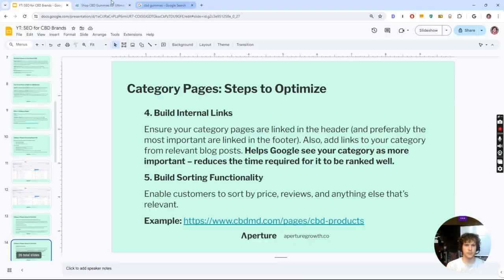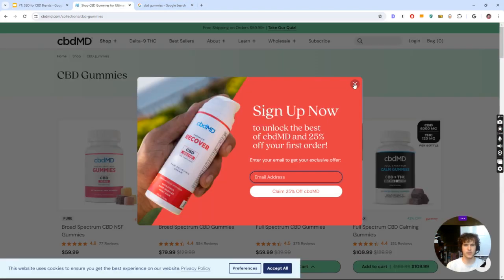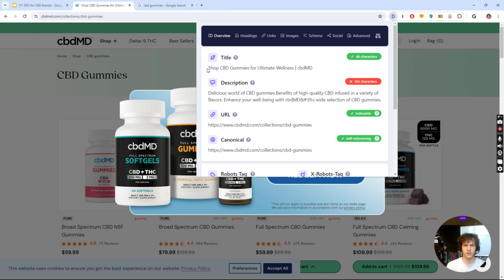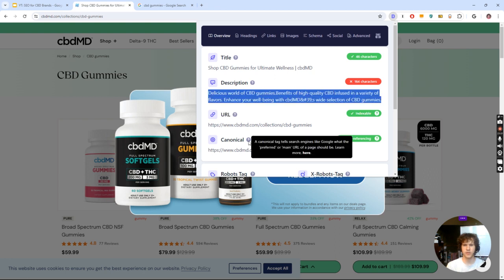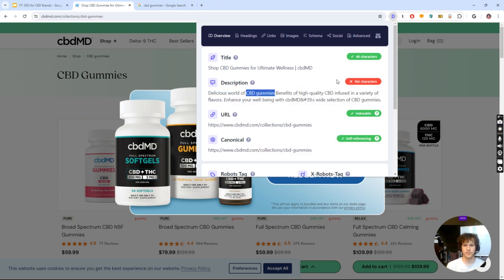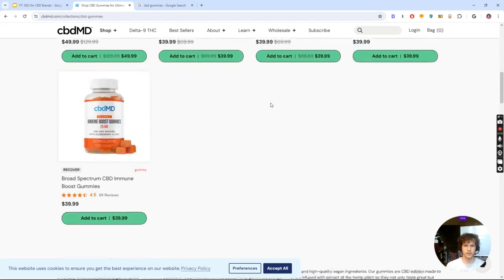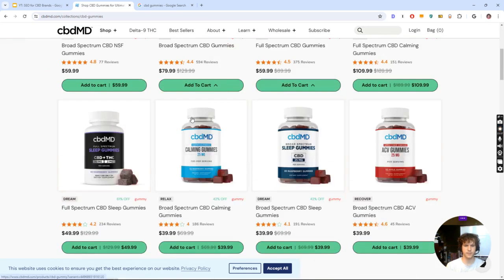Now for an example of a category page, we'll look at CBD MD. So right here, or I can use this extension. That's a title tag right there. They have the words CBD gummies right there. This is their meta description, and they have CBD gummies right there. This is their page title. They do not have a short description, which would normally be right under the page title. All their different products. They don't have a sorting feature.